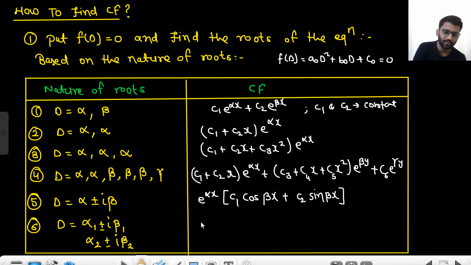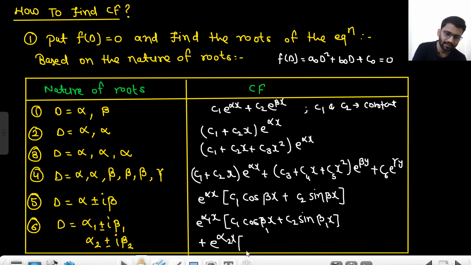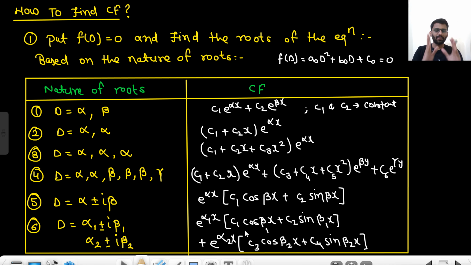In this, what will you do? You will take the real part first, C1 e to the power alpha 1 x. Then put the imaginary part in sine and cos, right? Then there is one more root, so plus e to the power alpha 2 x, and here C1, C2 are already used, so I will write C3 cos beta 2 x plus C4 sin beta 2 x. Okay, just see the table, take your time to observe it.